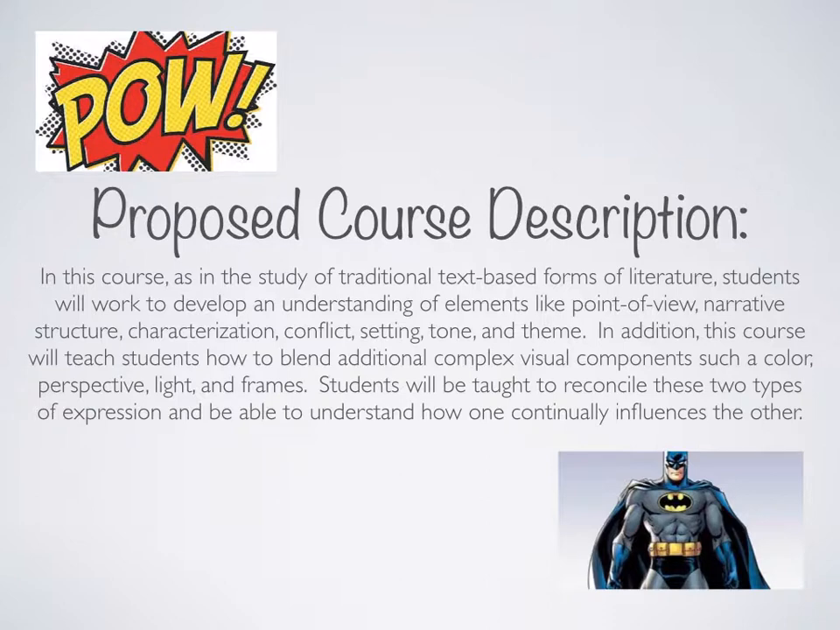So here is a little bit more about the course itself. In this course, as in the study of traditional text-based forms of literature, students will work to develop an understanding of elements like point of view, narrative structure, characterization, conflict, setting, tone, and theme. In addition, this course will teach students how to blend additional complex visual components such as color, perspective, light, and frames. Students will be taught to reconcile these two types of expression and be able to understand how one continually influences the other.